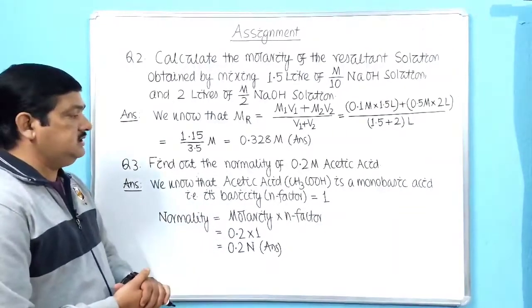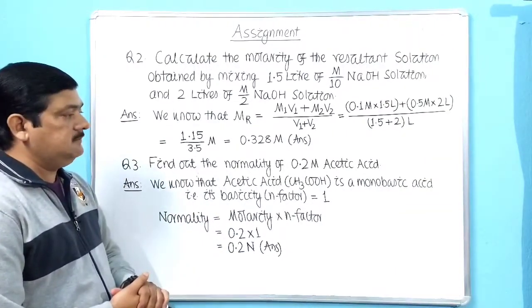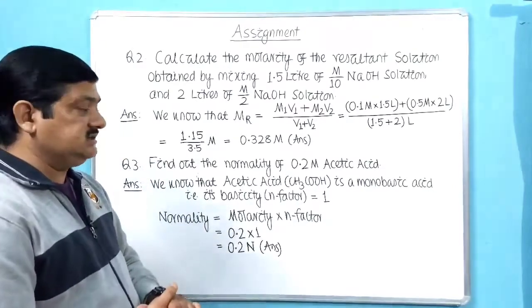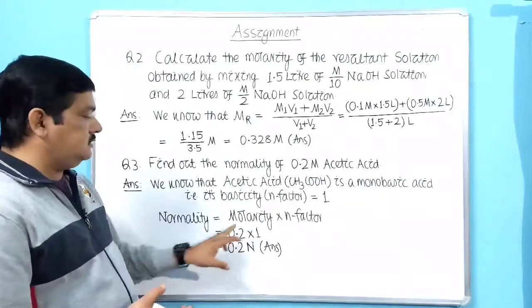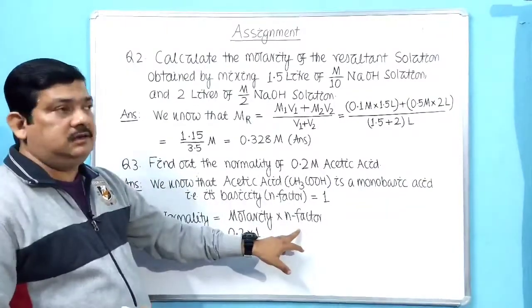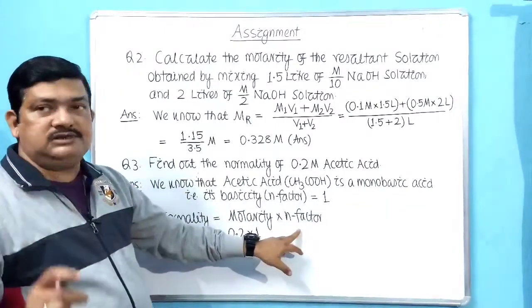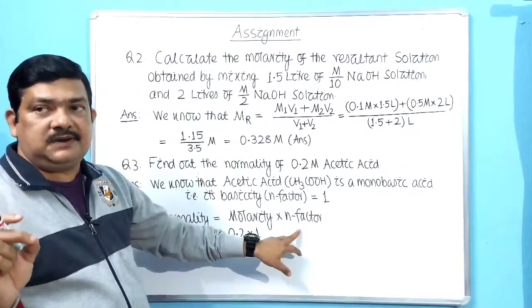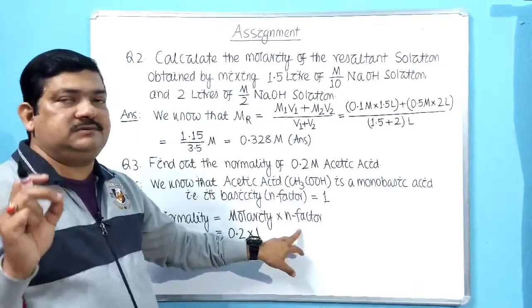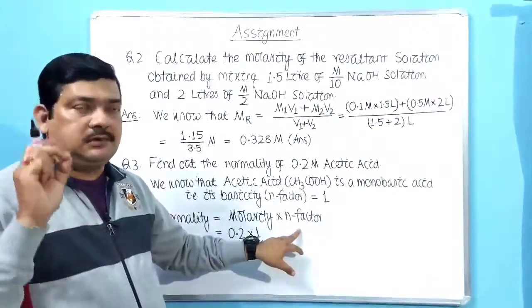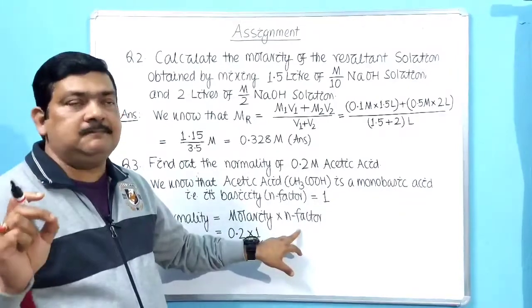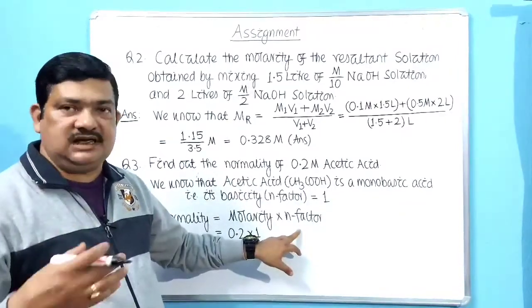Find out the normality of 0.2 molar acetic acid. Okay, we discussed in the last class that normality is equal to molarity into N factor. What is N factor? The factor by which the molecular mass is divided to calculate the equivalent mass is known as N factor. It may be acidity, it may be basicity, like this.